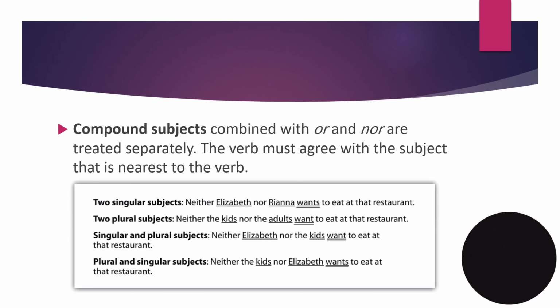Compound subjects combined with or, nor are treated separately. The verb must agree with the subject that is nearest to the verb. Two singular subjects: neither Elizabeth nor Rihanna wants to eat at that restaurant. Two plural subjects, for example: neither the kids nor the adults want to eat at that restaurant. Singular and plural subjects, for example: neither Elizabeth nor the kids want to eat at that restaurant. Plural and singular subjects: neither the kids nor Elizabeth wants to eat at that restaurant.